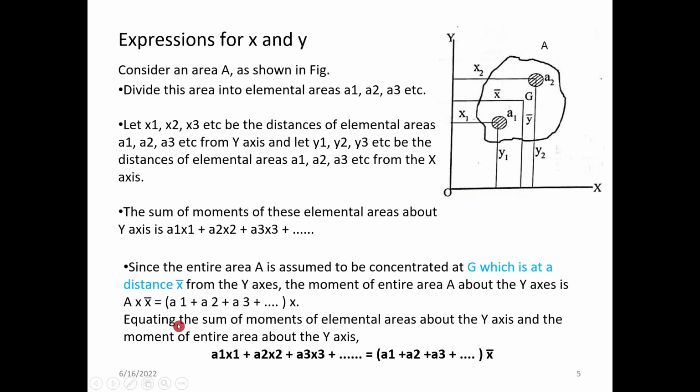So we are equating the sum of moments of the elemental areas about the y-axis and the moment of the entire area about the y-axis. A1 into x1 plus A2 into x2 and so on is equal to the total A, which is the combination of A1 plus A2 plus A3, all into x bar. By equating this we can get the value of x bar, which is the required parameter.